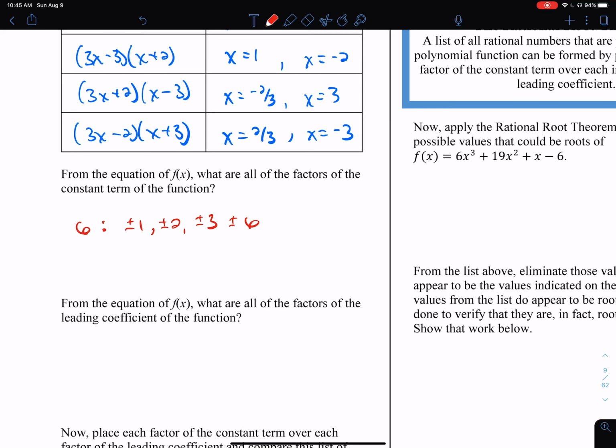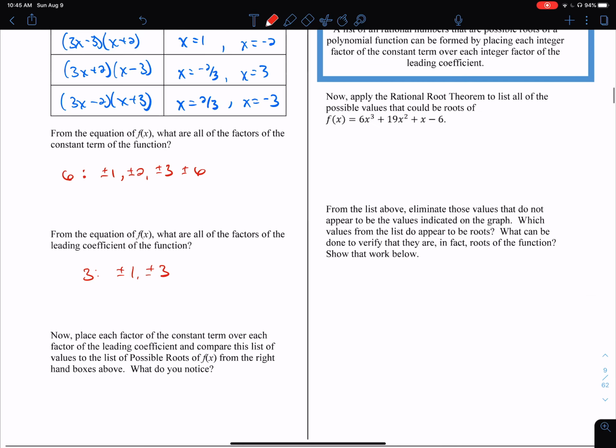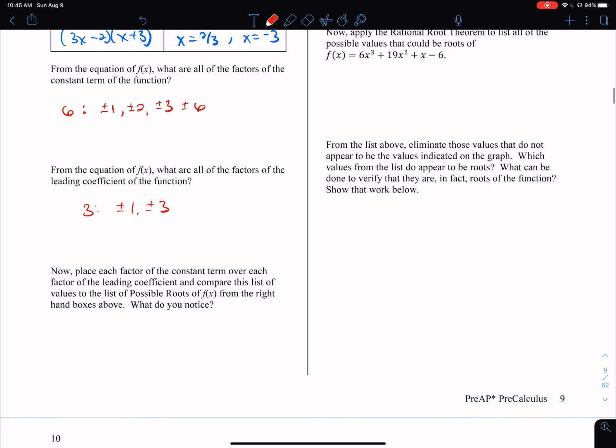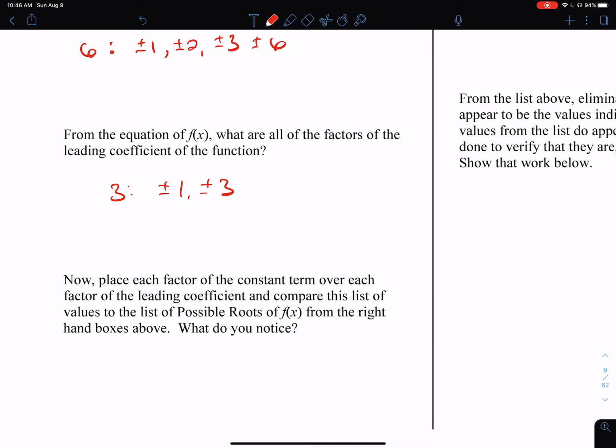What are the factors of the leading coefficient? The leading coefficient is 3. Its factors are plus or minus 1 and plus or minus 3. Now, if we place each factor of the constant term, that's this one, over each factor of the leading coefficient, that's these ones, that's going to give us a list of all the possible roots. So, in summary, if we were to write plus or minus 1, plus or minus 2, plus or minus 3, plus or minus 6, over top of plus or minus 1 and plus or minus 3.